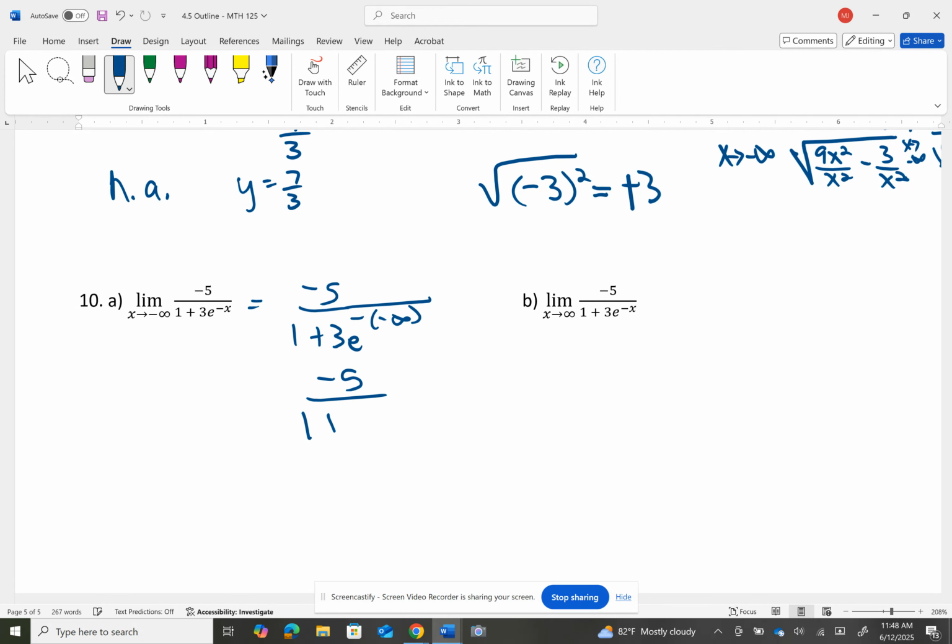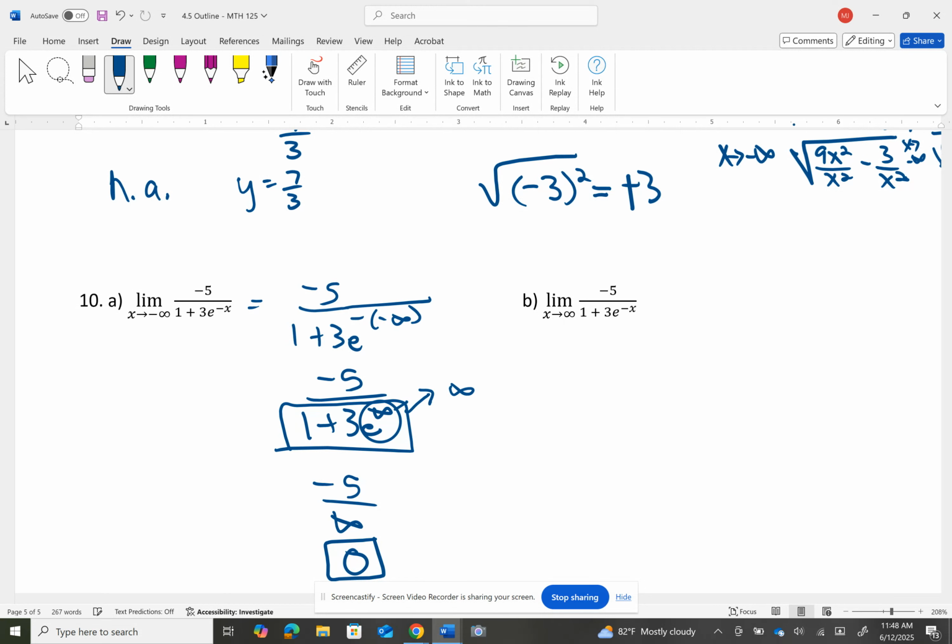So this would be negative 5 over 1 plus 3e to the positive infinity. So we know that e to the positive infinity gets bigger and bigger, so it goes to infinity. You multiply by 3, that's infinity. You add 1, that's infinity. So really that whole denominator is going towards infinity. Okay? So if you have negative 5 over infinity, any fixed number over an infinity of any kind, then that's approaching 0. So the limit of this would be 0.